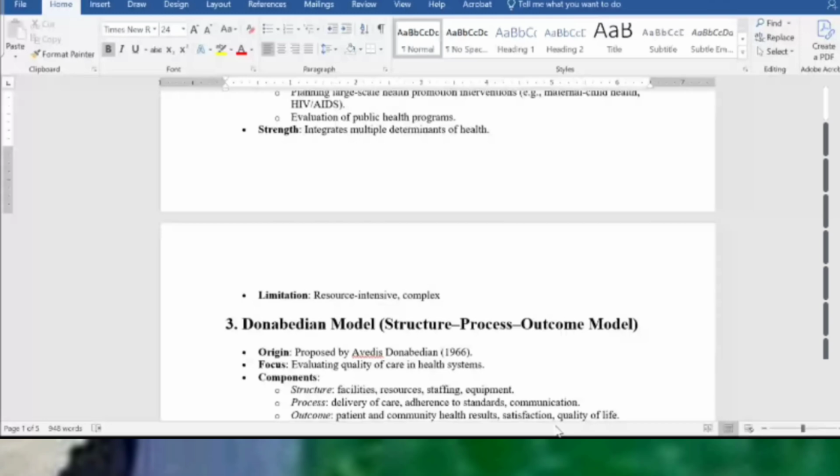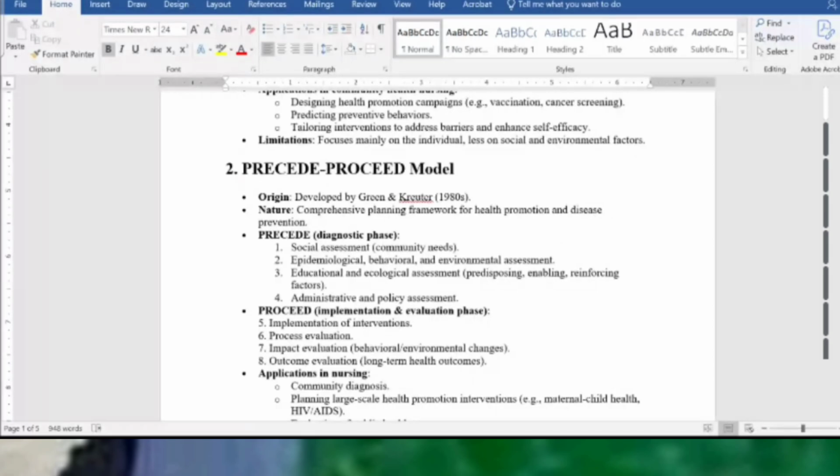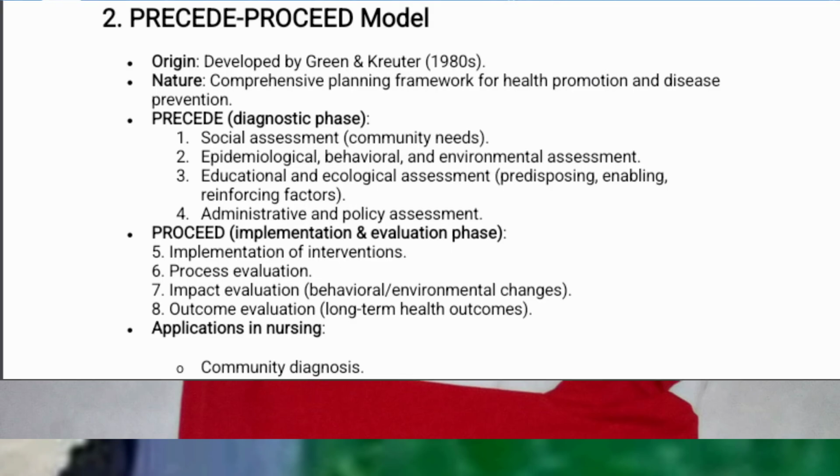So, what we can say is that this particular model is looking at the why behind health problems. Why are we having them? It is talking about the why in relation to health. This model was developed by Green and Kreuter in the 1980s, and PRECEDE is more about how to diagnose, starting with social assessment.